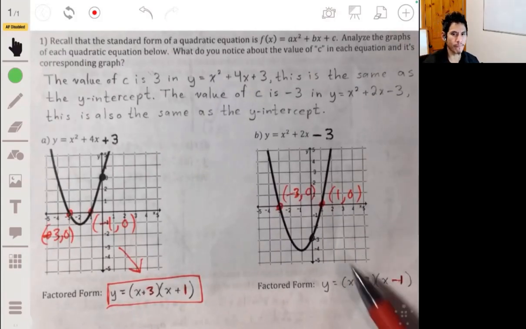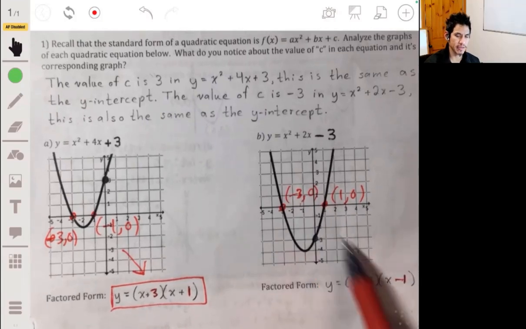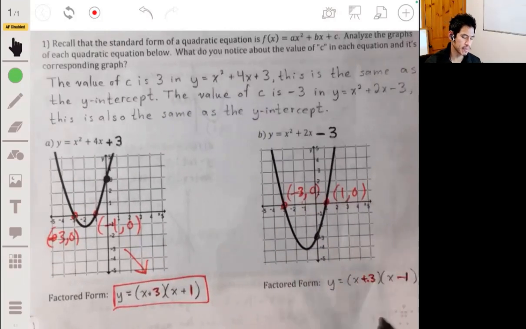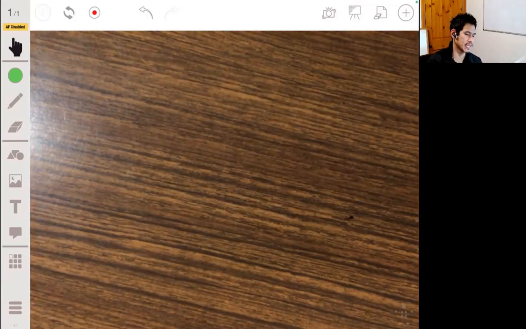They're related to the x-intercepts, where they're the opposite numbers. If it's positive here, that means the x-intercept is negative. If it's negative here, it means the x-intercept would be positive. And that essentially is what's going to happen in any quadratic that's factorable. So it's a big deal, guys. Let's write this answer out formally.